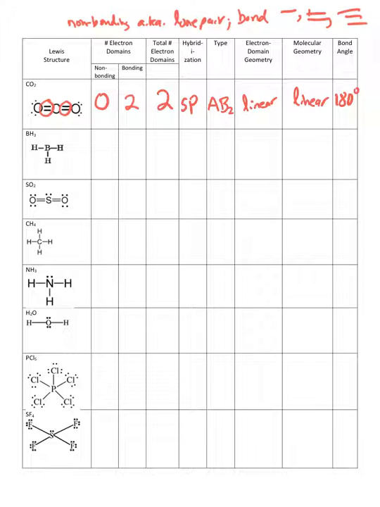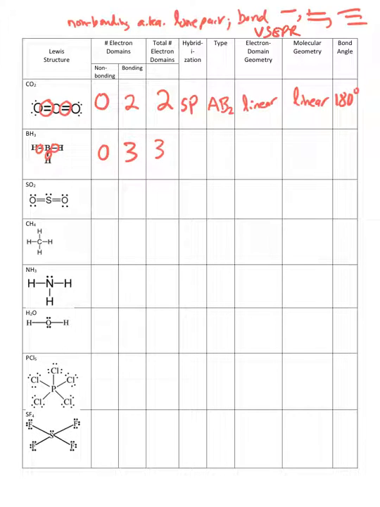BH3 has 3 single bonds. Each one counts as a single electron domain, and it has no non-bonding pairs. So there's a total of 3 electron domains. Those 3 electron domains are trying to arrange themselves to maximize the distances between them, to maximize the angles between them, in order to minimize repulsive forces. We call that VSEPR, valence shell electron pair repulsion theory.